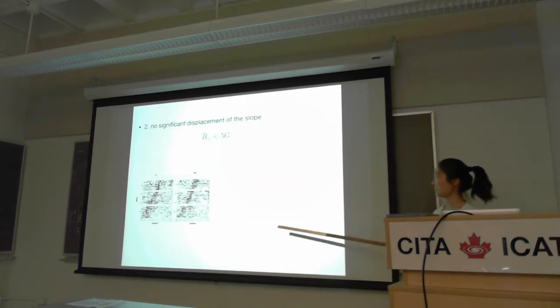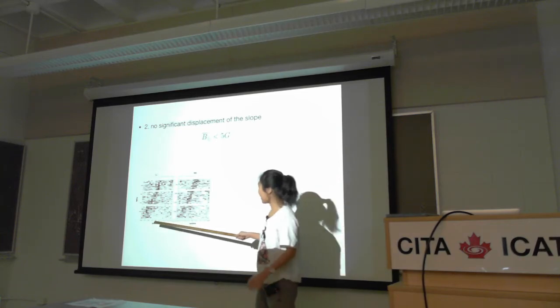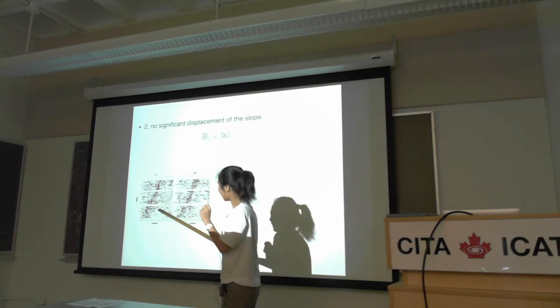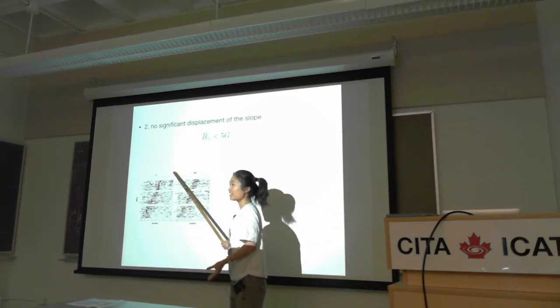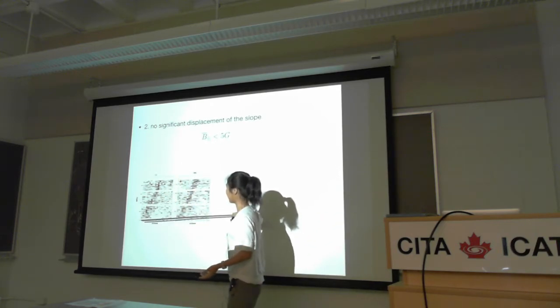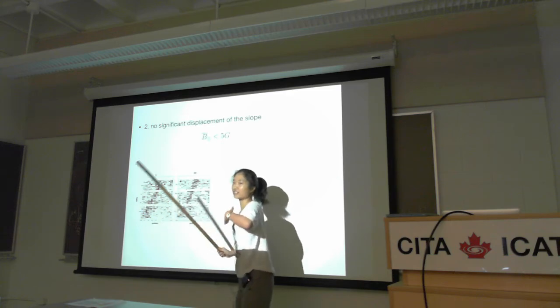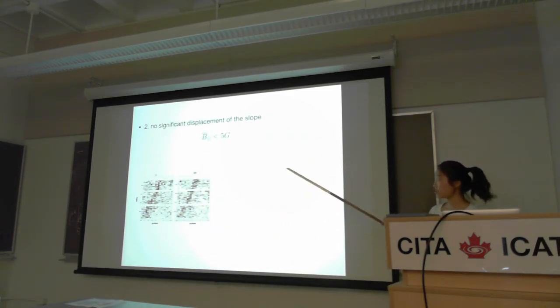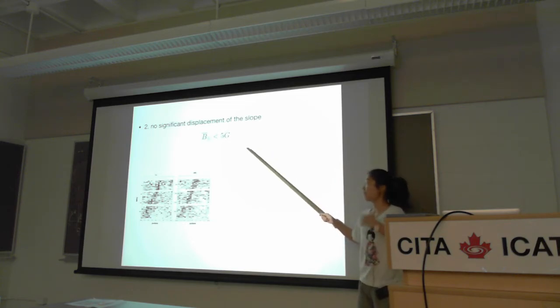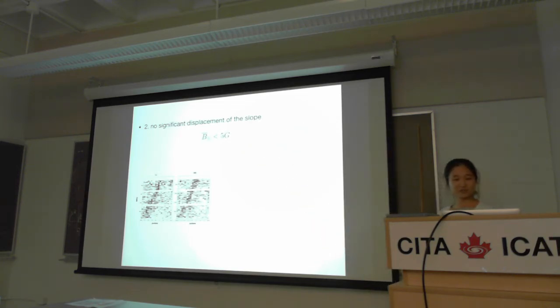And that is not the case we see. There might be a tiny difference in these two slopes, but generally they look pretty similar. They happen in a similar place and they're not shifted substantially. So that means that the average magnetic field should be roughly smaller than 5 Gauss.